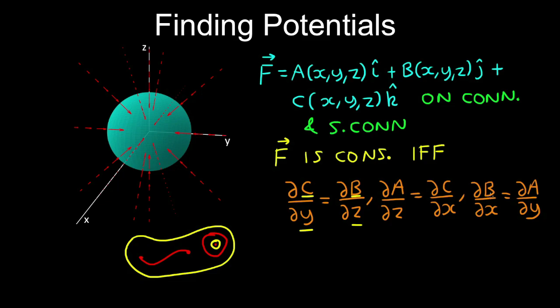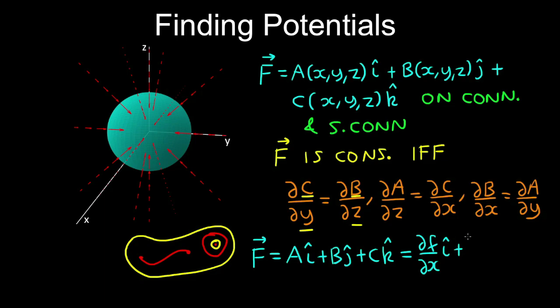So we can prove these conditions for the case where F is a conservative field. So in that case, we have F is component a in the i direction, plus component b in the j direction, plus component c in the k direction, and F is the gradient of a scalar valued function if it's a conservative field. So we have the partial of f with respect to x in the i direction, plus the partial of f with respect to y in the j direction, plus the partial of f with respect to z in the k direction.